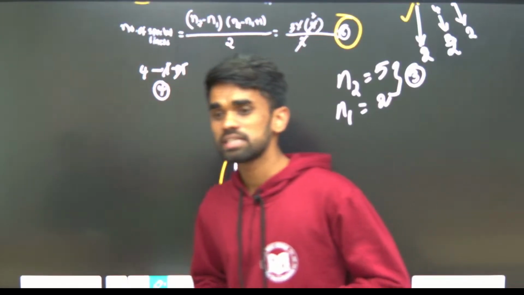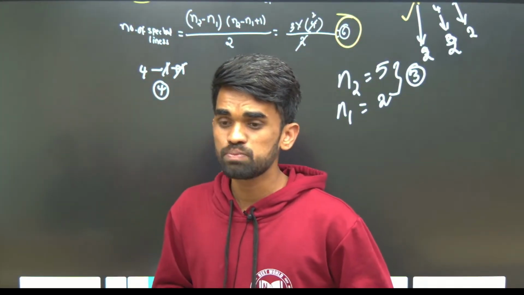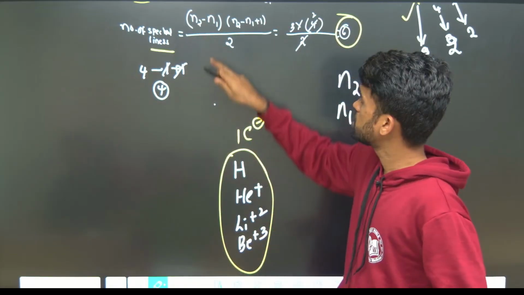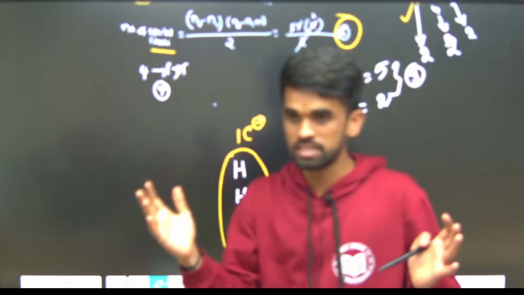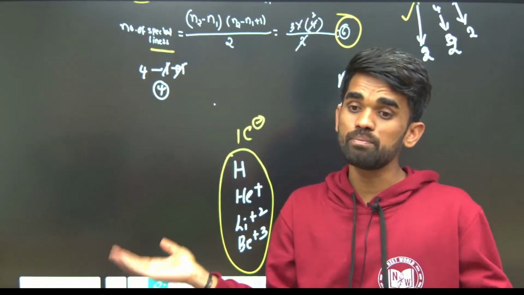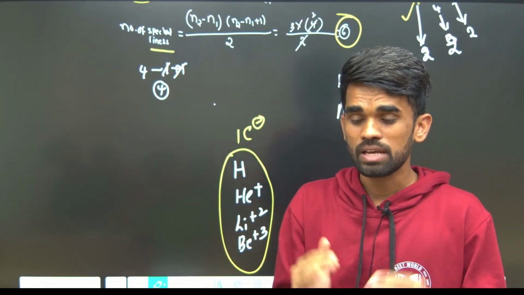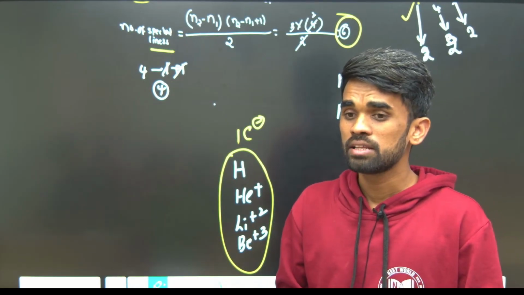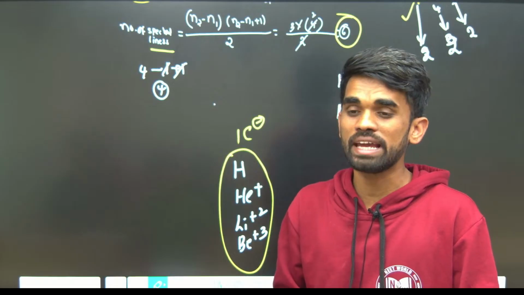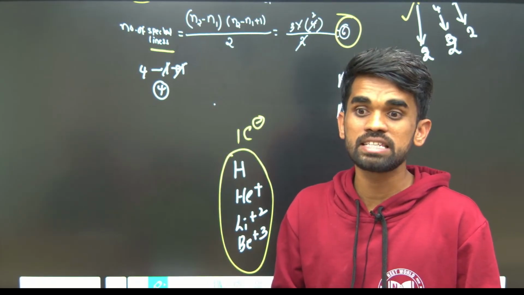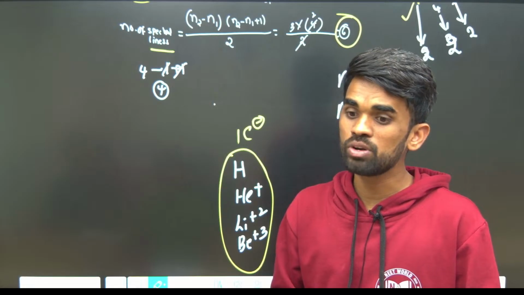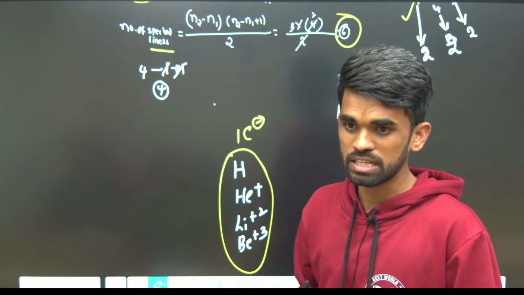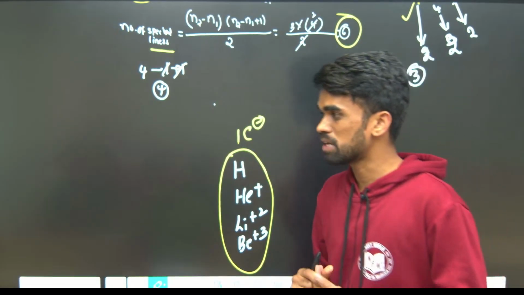And next, it does not explain the splitting of spectral lines. Now you are calculating the number of spectral lines, but these spectral lines further split when I place an external magnetic field or electric field. It does not explain the splitting in a magnetic field, which is the Zeeman effect, and in an electric field, which is the Stark effect. These are the main drawbacks you can remember.